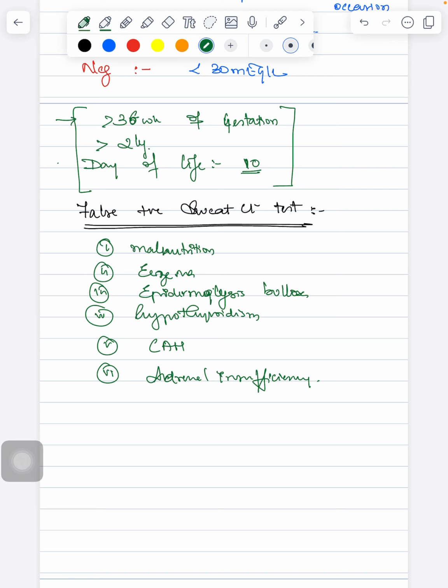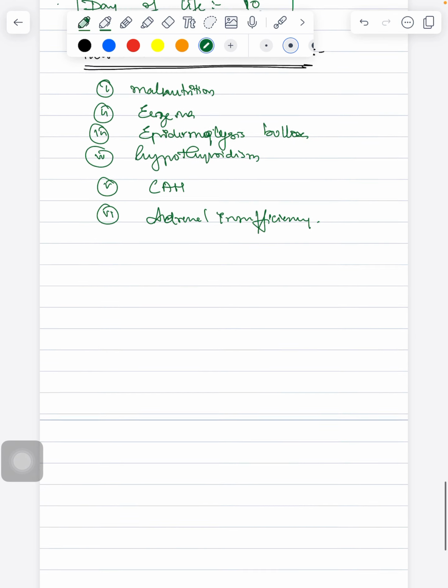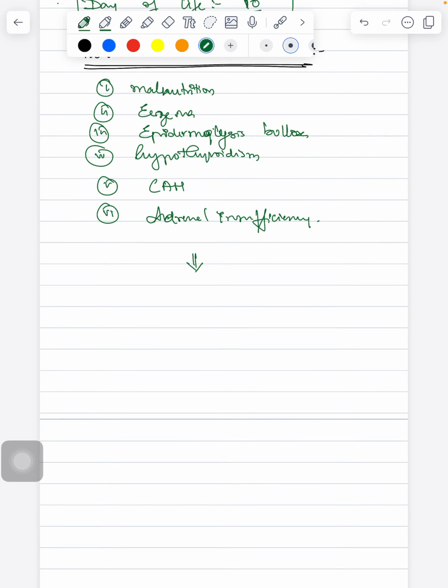Next, if you do the sweat chloride test on 2 separate occasions and you find the child to have a borderline value between 30 to 59 milliequivalents per liter, what is the next investigation you will do? The next choice of investigation will be nasal potential difference.